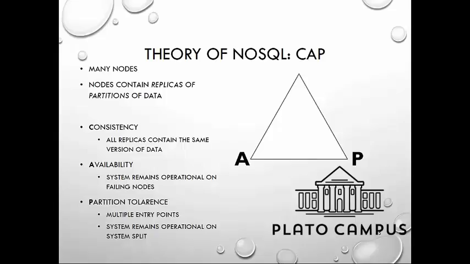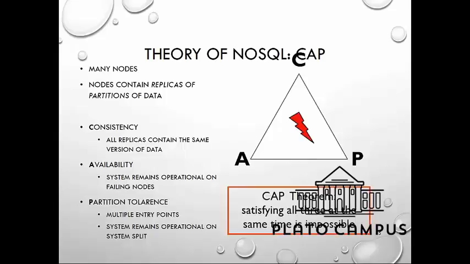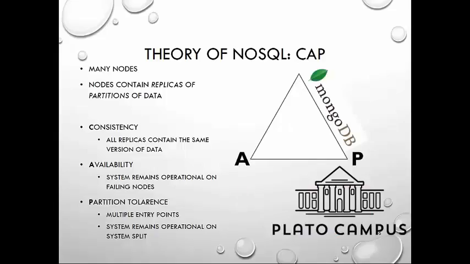Availability should also be high all the time, even with any server downtime. This is also one of the most important criteria in any database, and in NoSQL we get it. And partition tolerance: if we have multiple entry points and the system remains operational even when the system splits, that means it's tolerating the partition. MongoDB supports all these things, so it's a very compatible database to use where we are mostly dealing with a large amount of data, or where we need to query a large amount of data within seconds.